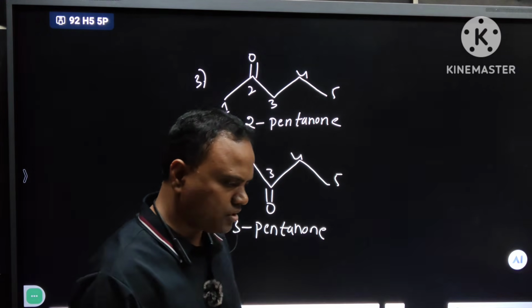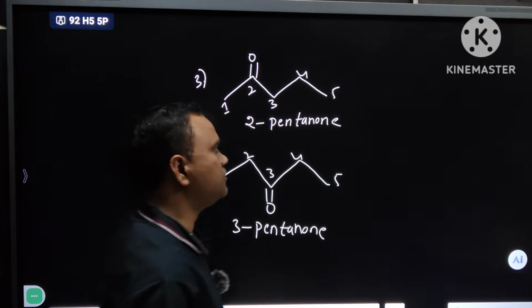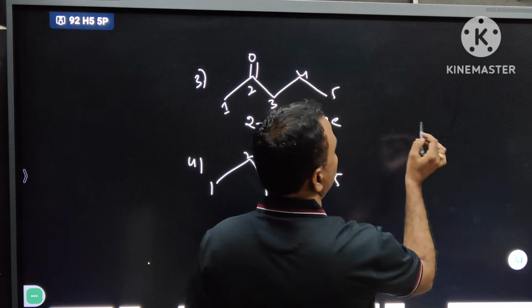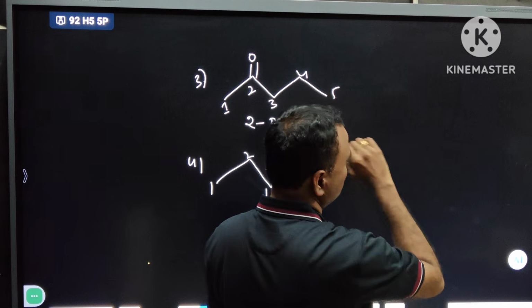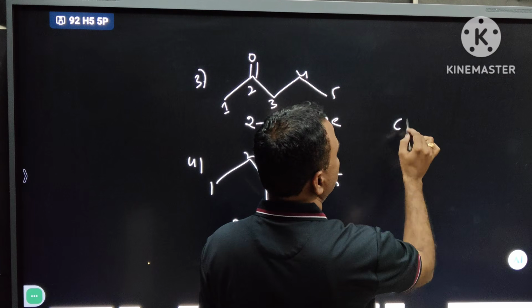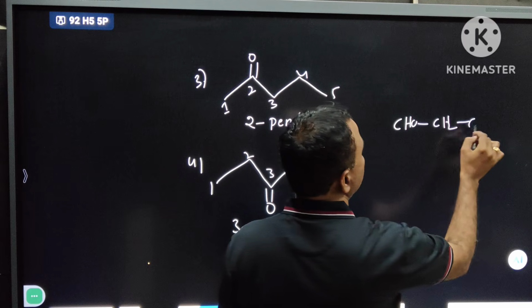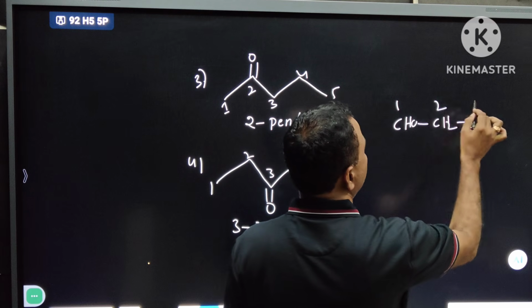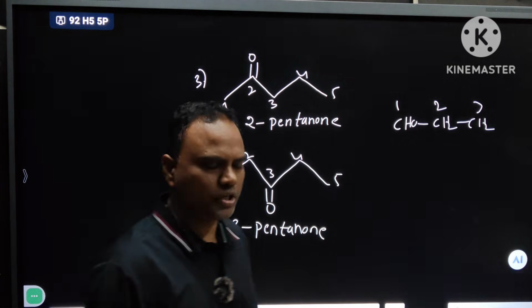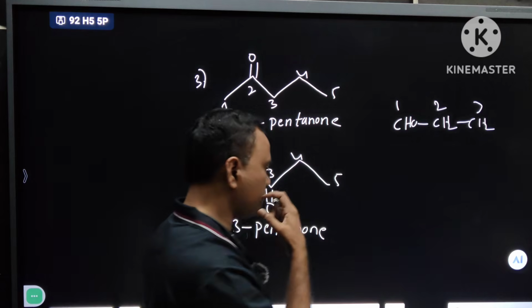For bifunctional compounds, look at this. Some terminal functional groups are there. For example, aldehyde is there: CHO, CH2, CH2, CH2. You should start from the functional group carbon, right? Ketone is there. You asked one good question.